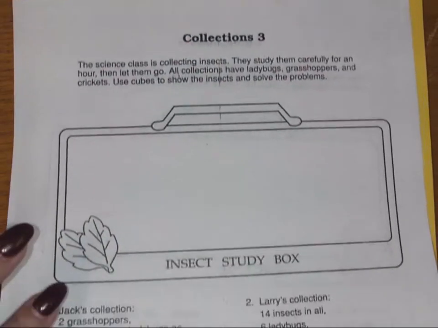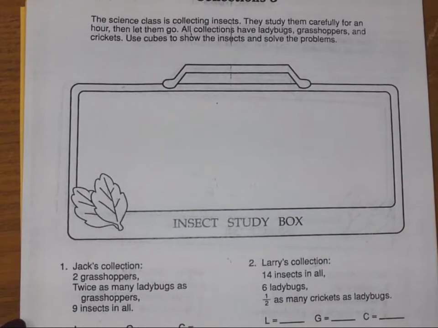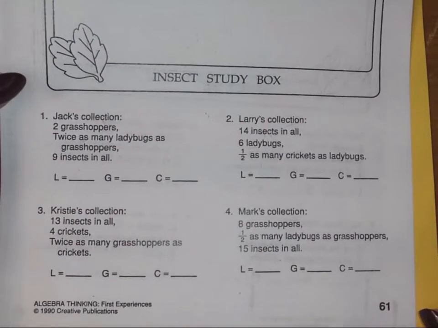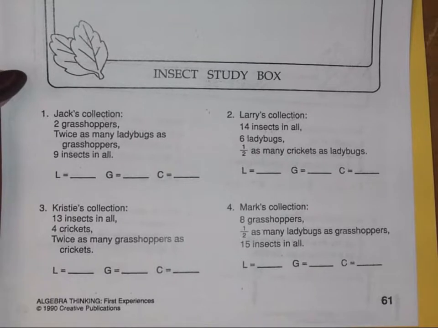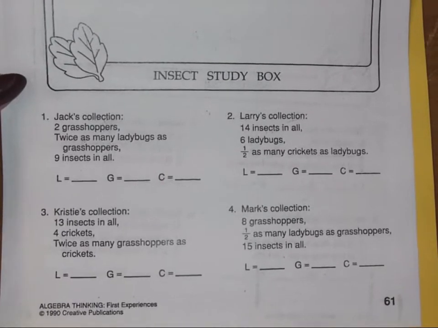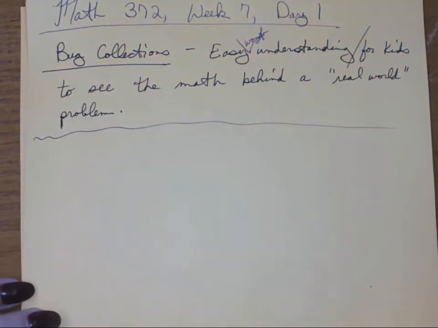Okay, you can see that I have my little box, my insect board, whatever you call it, so that I can study these guys. And then there will be pretty much 4 problems on each of these for you to work with. And there's going to be different things that happen, so we'll work through some of them. So we're doing collection number 3.